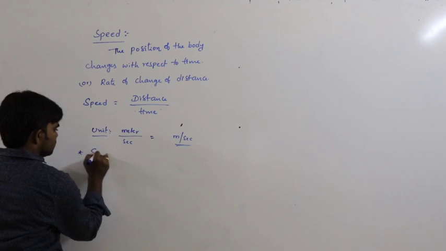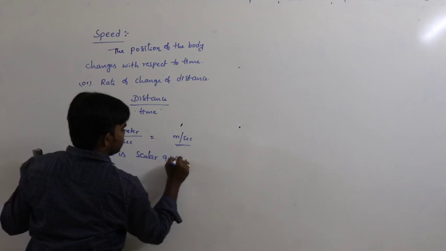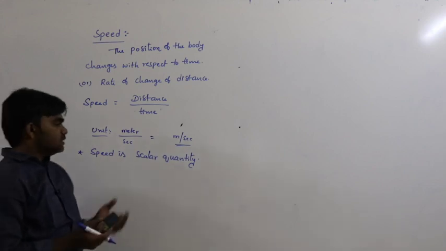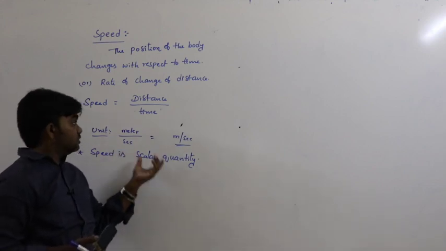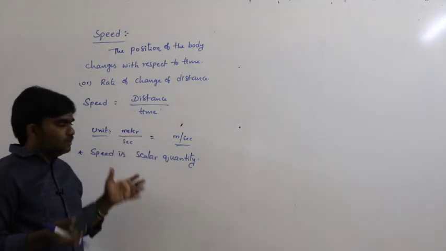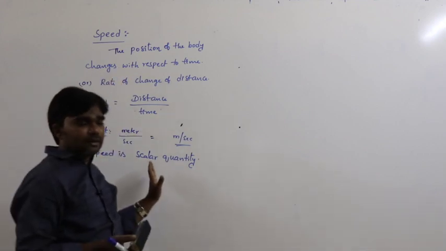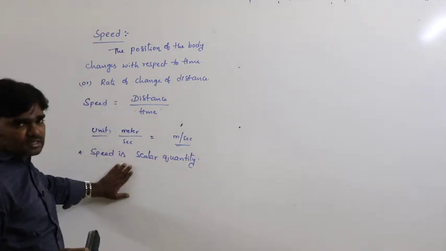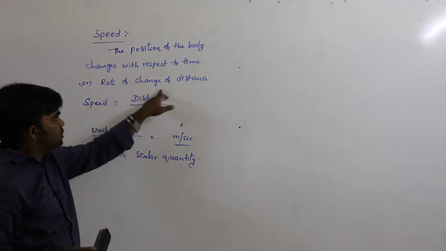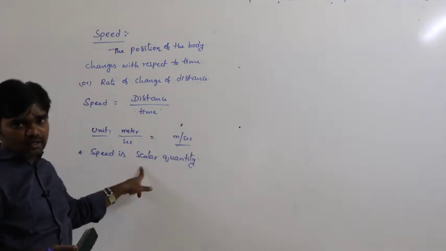And one more thing is, speed is a scalar quantity. Scalar quantity means it doesn't have any direction. For example, if the vehicle is moving with a speed of 60 kilometers per hour, that 60 kilometers per hour is nothing but speed. We are not mentioning the direction. It doesn't have any particular direction. So that's why the speed is a scalar quantity. The definition of the speed is distance by time, or the rate of change of distance, and its unit is meter per second, and the speed is a scalar quantity.